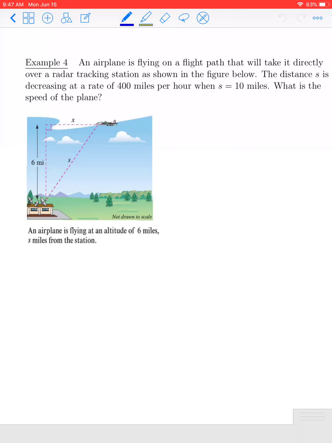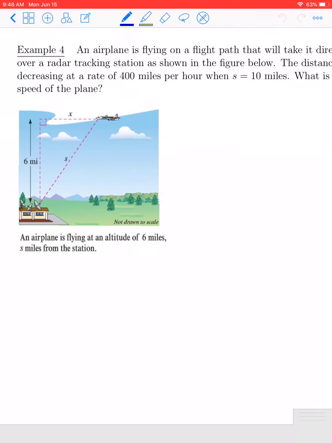Let's take a look at example 4. They say that an airplane is flying on a flight path that will take it directly over a radar tracking station, as shown in the figure below. The distance s is decreasing at a rate of 400 miles per hour when s equals 10 miles. What is the speed of the plane?